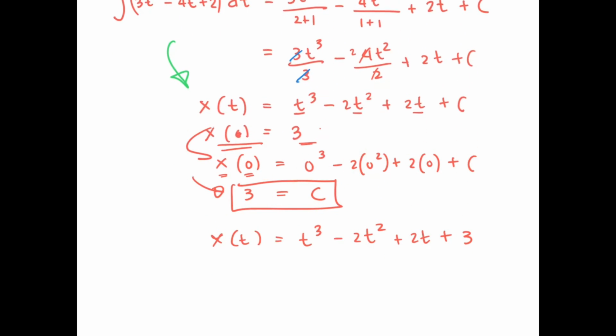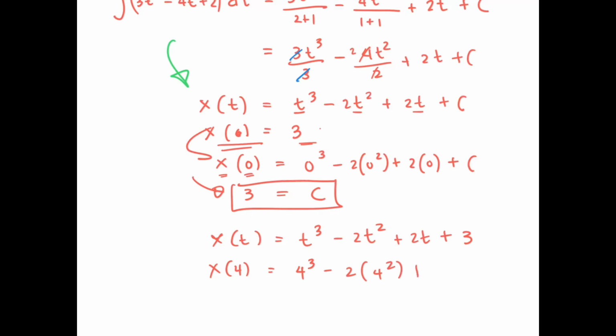Okay, there we have it. So meaning to say we need to solve for x of 4. So x of 4 is equal to 4 cubed minus 2 times 4 squared plus 2 times 4 plus 3. Simplifying this, our x of 4 would be equal to 64 minus 2 times 16 plus 8 plus 3.